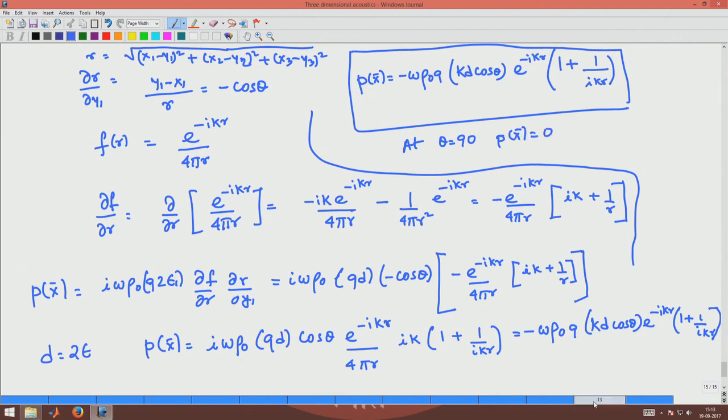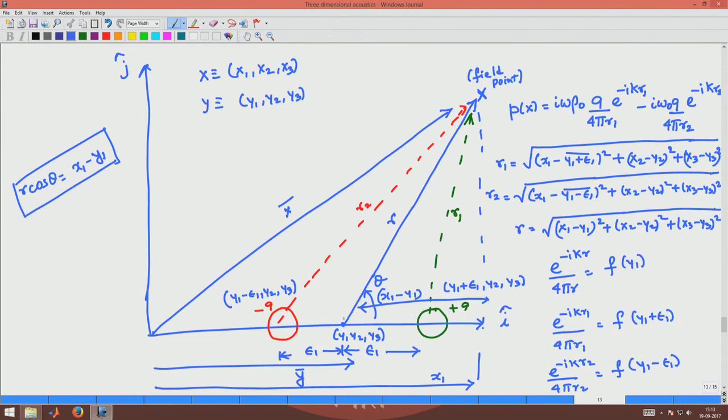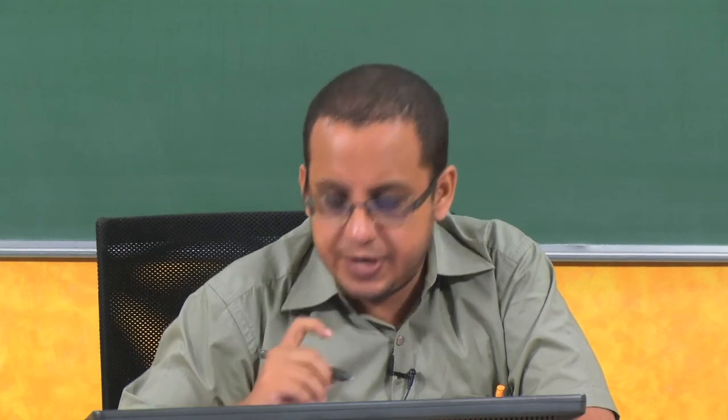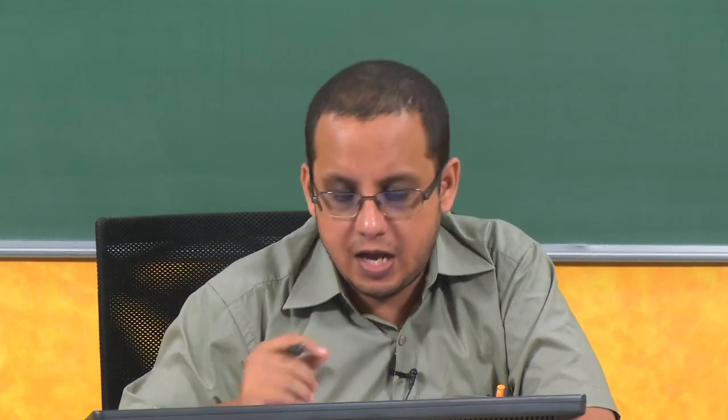That should not come as a surprise, because theta equals 90 is precisely this direction. So, this is the 90 degree direction. Any point on this line is equidistant from both the positive monopole as well as the negative monopole. Therefore, the pressure contributions due to the positive monopole and the negative monopole will exactly nullify each other, and thereby there is no pressure left at this point.